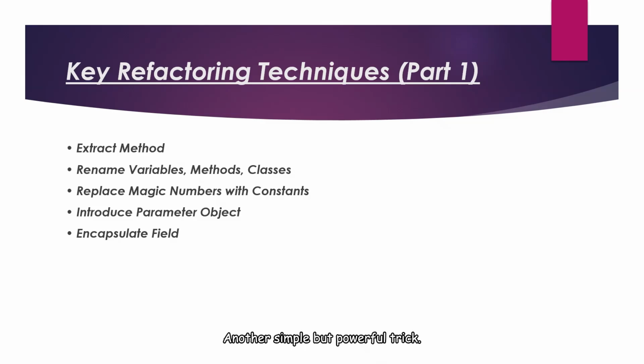Another simple but powerful trick: replace magic numbers with constants. Instead of scattering unexplained numbers like 42 throughout your code, use named constants. It's easier to understand and modify later. We also have introduce parameter object. If a method is taking too many arguments, especially ones that belong together conceptually, wrap them into a single object, and don't forget to encapsulate fields. Never expose class variables directly, use getters and setters. This protects internal states and allows you to evolve the code without breaking external consumers.